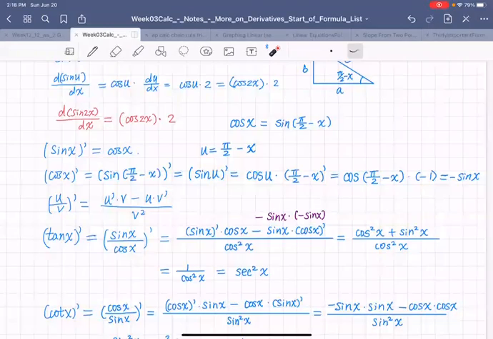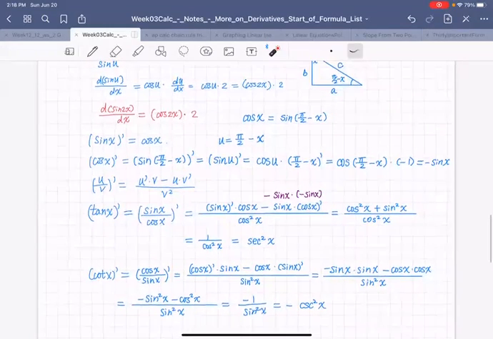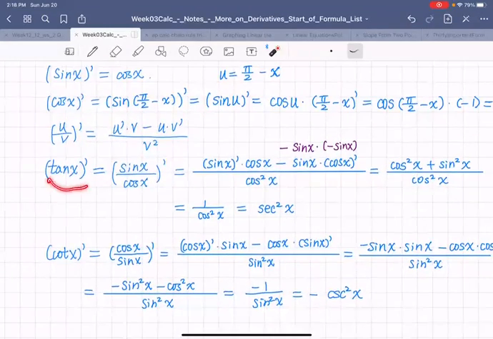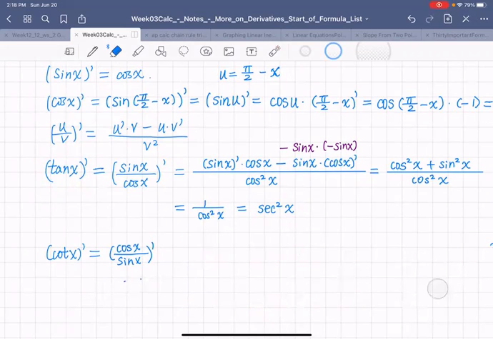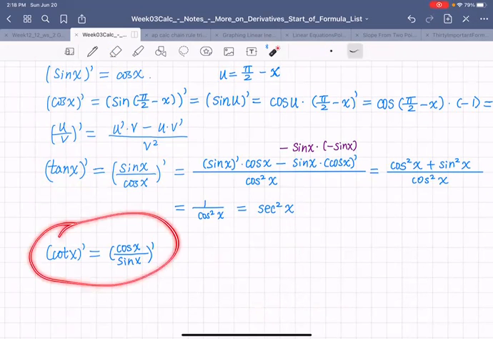Now let's come back. So tangent x derivative equals secant squared x. Now everybody go ahead, use this as your first example. Do your own example to figure out the cotangent x derivative. Go ahead, everybody do it. Do this one now.